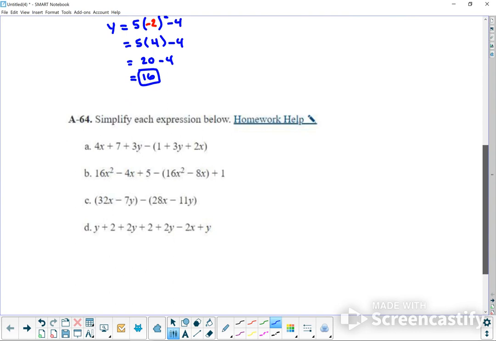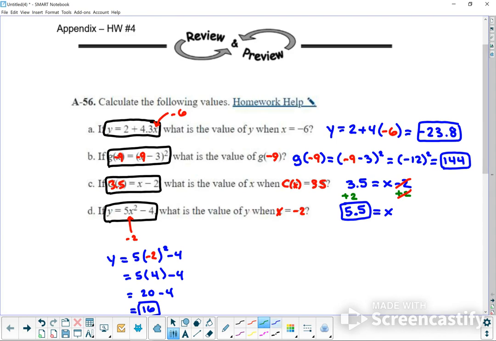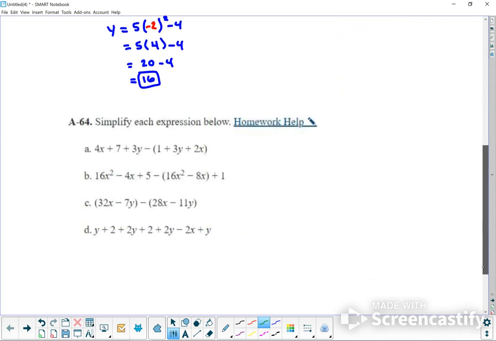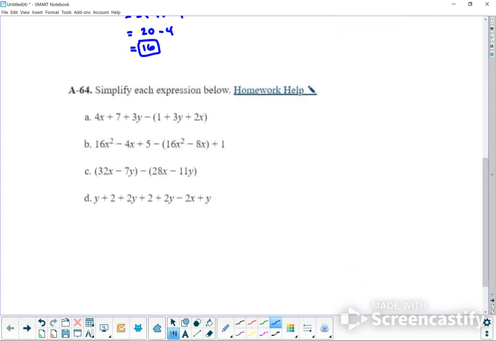Okay, simplify each expression below. This is actually what we've been doing in class for the last couple of days and last week. All right, so first I'm going to rewrite this because I noticed there's a big old negative in front of the parentheses, which means everything in the parentheses is going to become opposite. Okay, so I'm going to go ahead and copy everything down as is first.